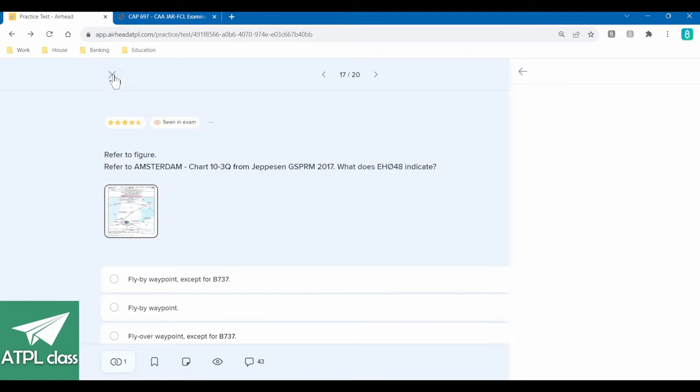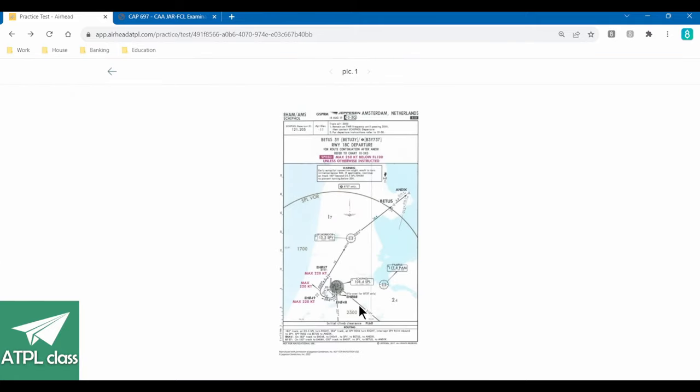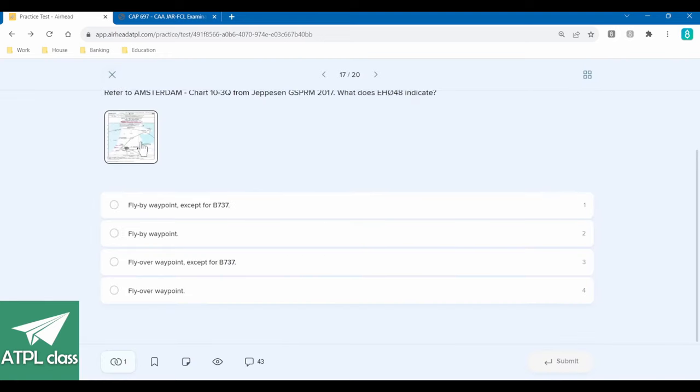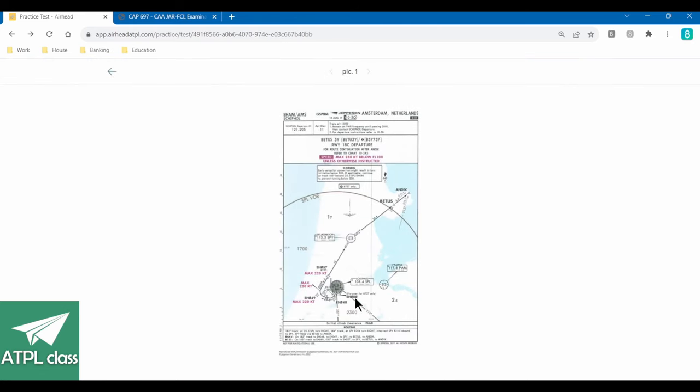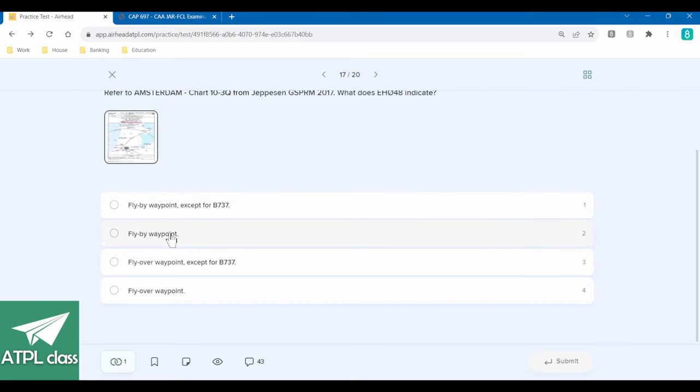Yeah, cool. Okay, flyby. Except for aircraft, I know. It's got except for Boeing 737s because it's trying to confuse you with this point, 080. So 048, no indication for 737s. So it's a flyby waypoint.